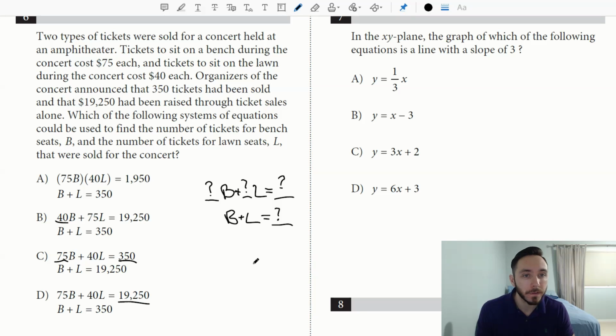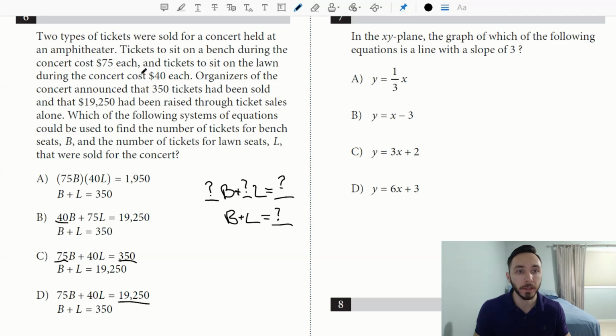Let's read it. 2 types of tickets were sold for a concert held at an amphitheater. Tickets to sit on a bench during the concert cost $75 each, and tickets to sit on the lawn during the concert cost $40 each. It's very common practice. Okay, so organizers of the concert announced that 350 tickets have been sold and that $19,250 had been raised through the ticket sales alone. So it's saying which of the following systems. Obviously, B is equal to bench and L is equal to lawn.